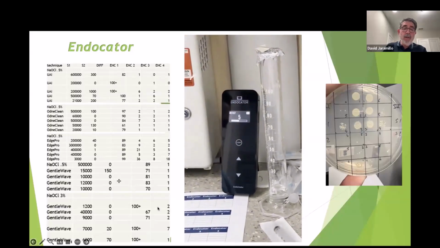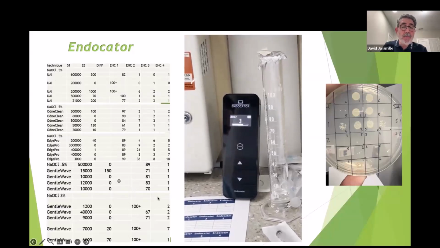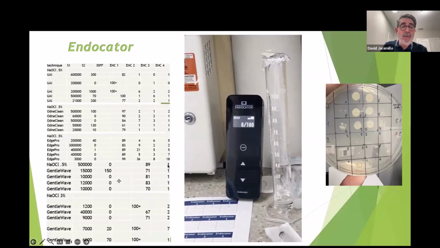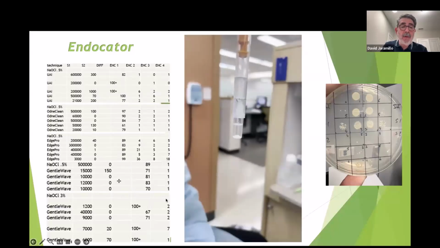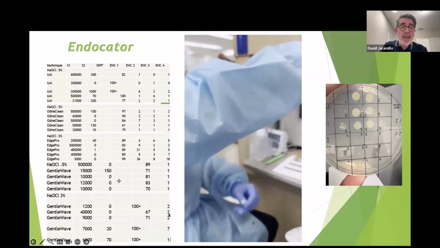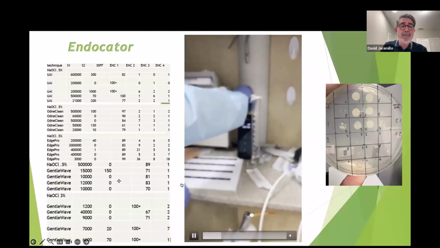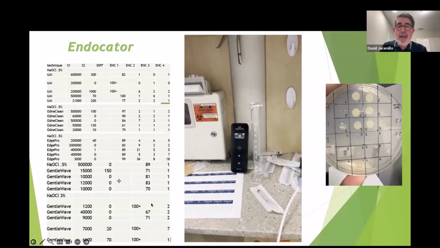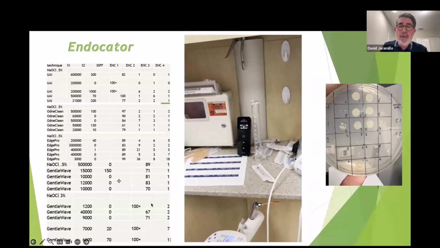With the GentleWave, we only did it once. With 0.5%, we got the first reading once. With the 3%, we got higher numbers. It could be related to the anatomy of the tooth, whatever.